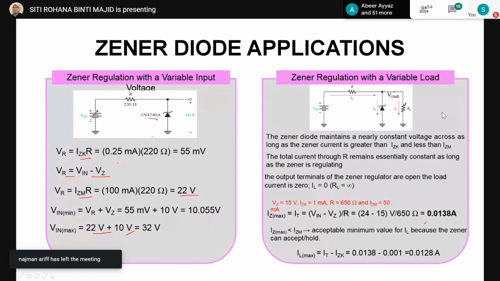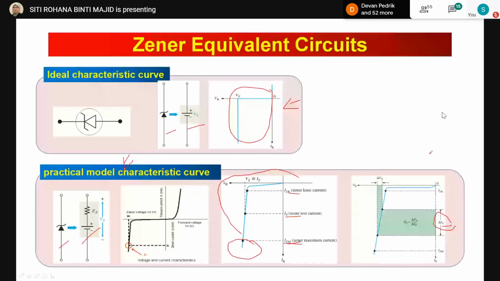So in another case, which is Zener regulation with variable loads, that means we can change the number of loads, and the Zener will maintain a constant voltage across as long as the Zener current is greater than IZK and less than IZM. So if we want to know where the region is, that means the region is in between. The region of current and voltage should be in this region.